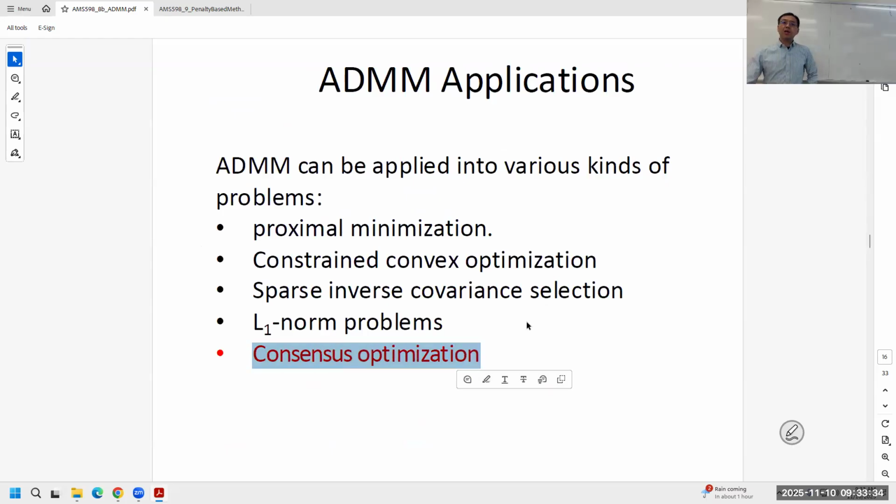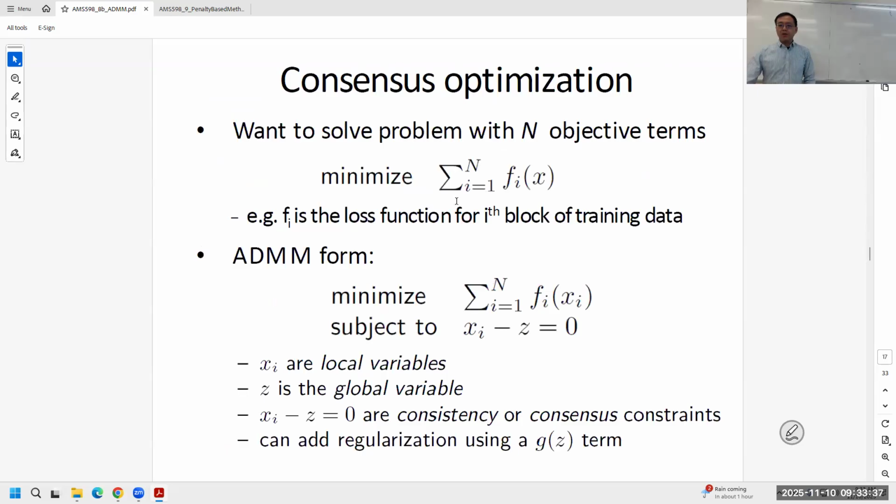In this optimization, we write our problem as minimizing the summation of the negative log likelihood function for each part of the data. We assume each segment of data has its own parameter xi. However, we constrain them, subject to a constraint that each parameter for a segment of data has to be equal to a consensus parameter z. So we artificially introduce a new set of variables called z, the consensus parameter.